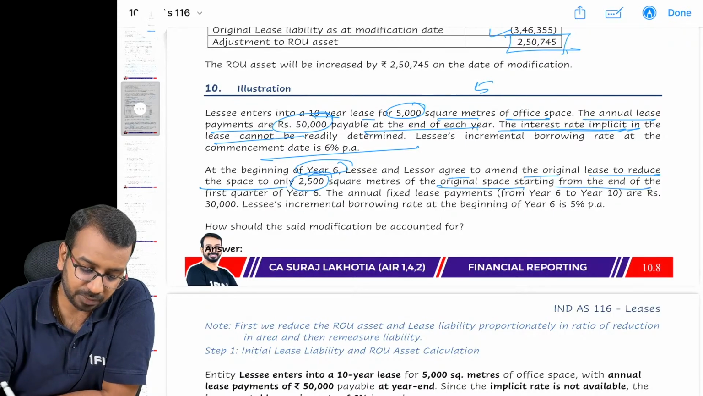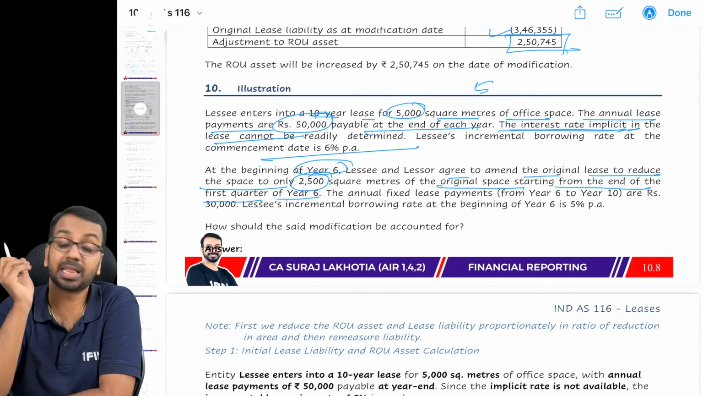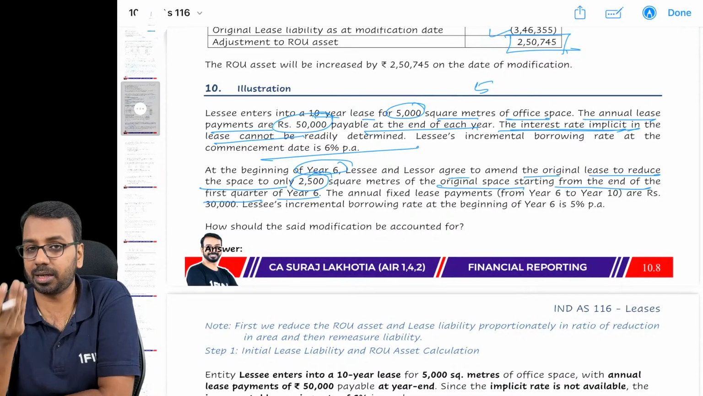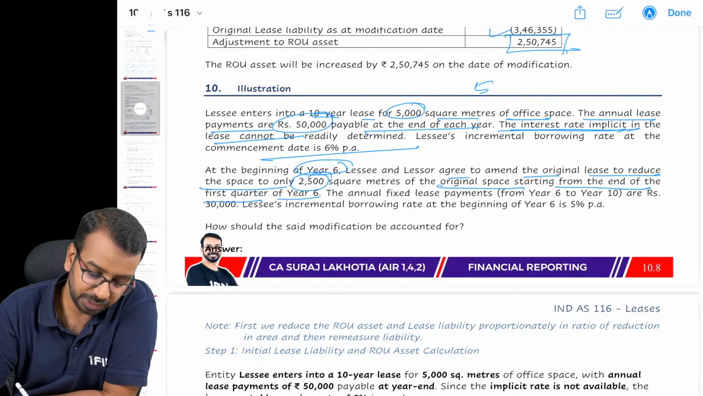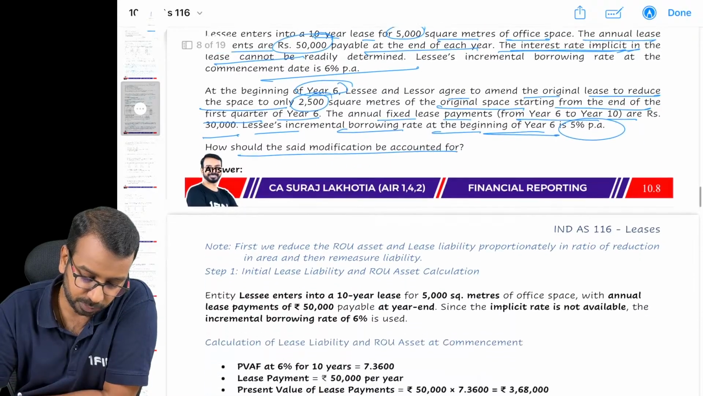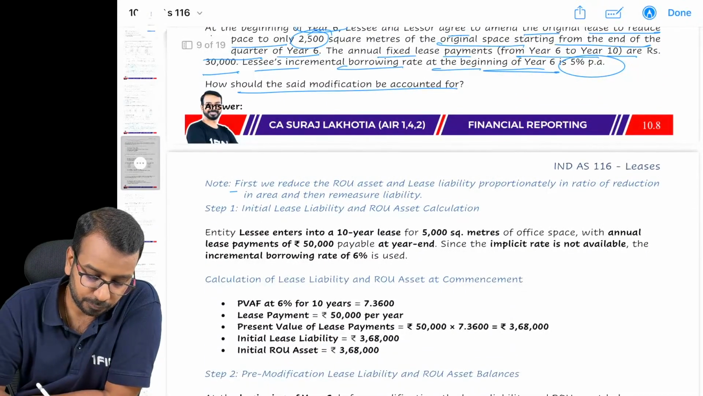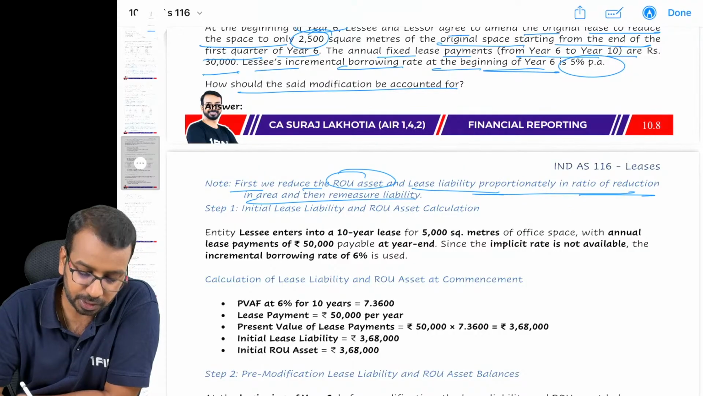The original space starting from the end of the first quarter of year 6. So here there is a problem because they have said end of first quarter of year 6, but everything has happened from the beginning of year 6 itself. The annual fixed payment from year 6 to year 10 is 30,000. Lessee's incremental borrowing rate at the beginning of year 6 is 5%. How should the modification be accounted for? First we'll reduce the right of use asset and lease liability proportionately in the ratio of reduction.